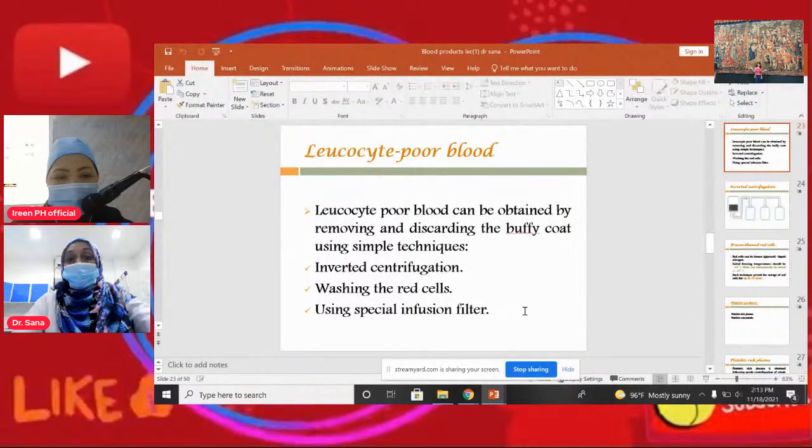This topic, Doctora, leukocyte for blood. The leukocyte for blood can be obtained by removing and discarding the Buffy coat using simple techniques, and then inverted configuration, washing the red cells using special infusion filter.